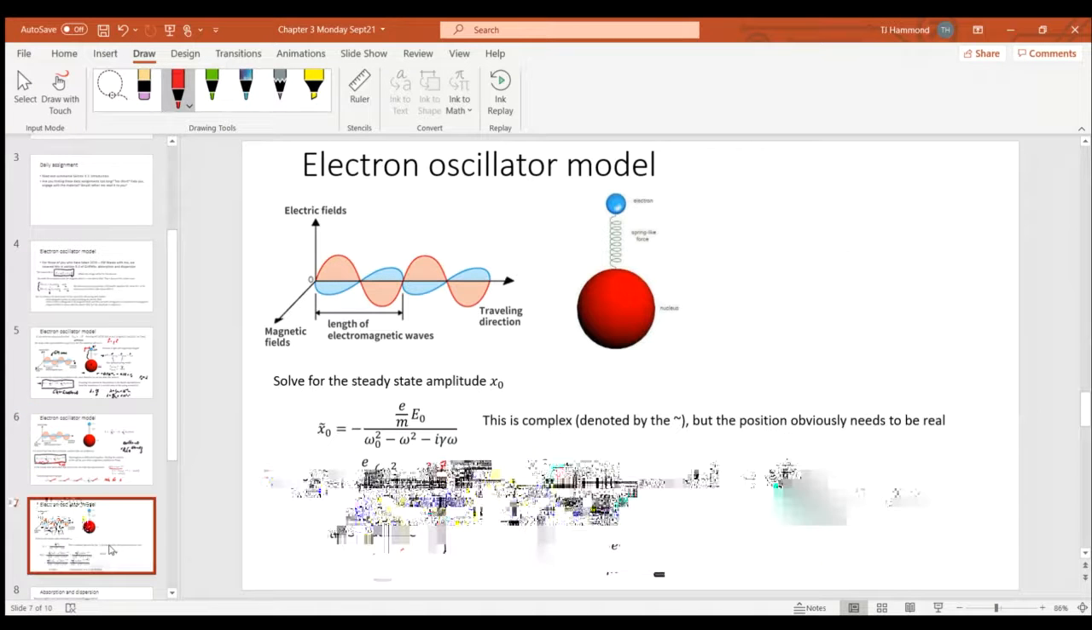Okay, so now we're solving for x naught. I'll let you do the math. It's not particularly difficult. And we want to solve for the steady state solution x naught.